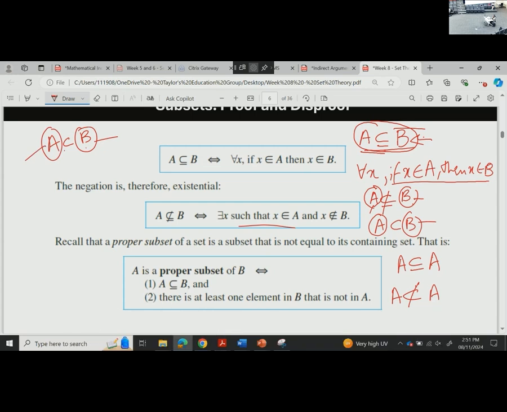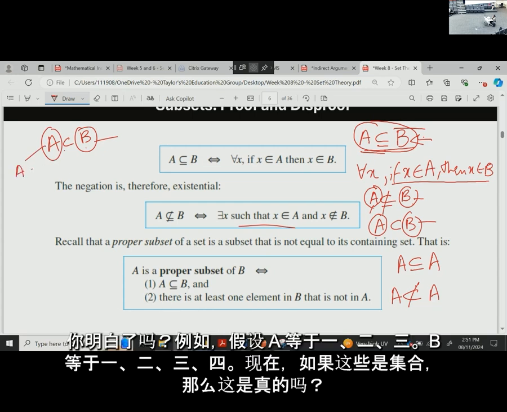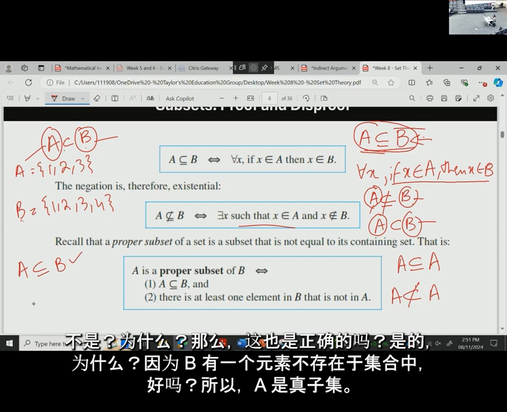Okay, do you understand? For example, let's say A is equal to {1, 2, 3}. B is equal to {1, 2, 3, 4}. Now, is it true if these are the sets? Yeah. And no? How come? And then, is this also true? Yes. Why? Because B has one element that is not present in the set. Okay, so A is a proper subset.